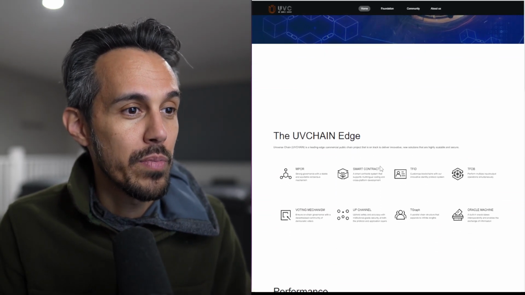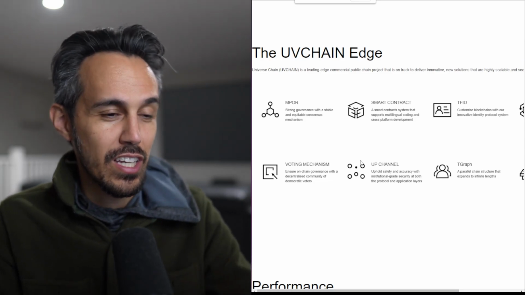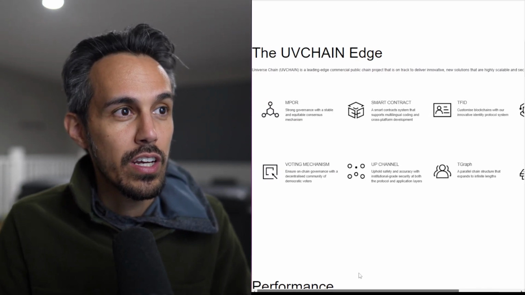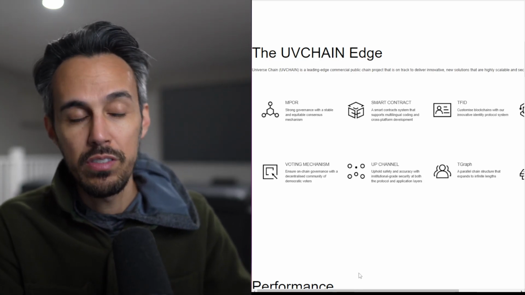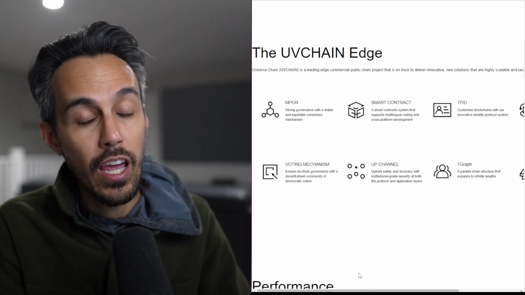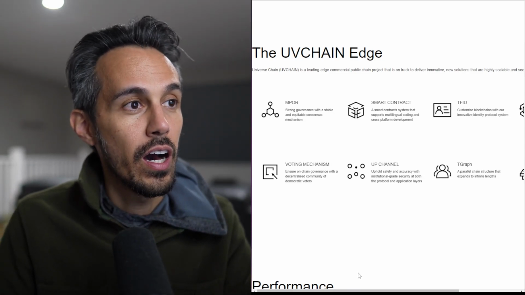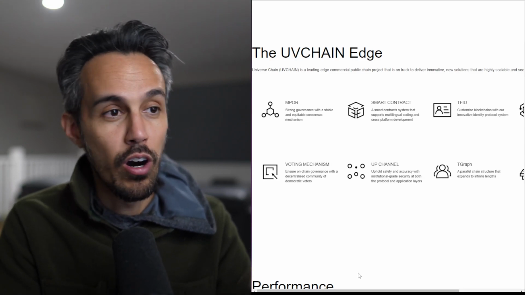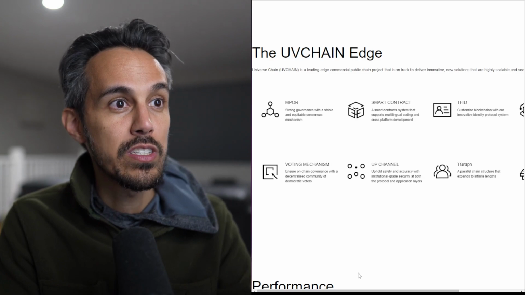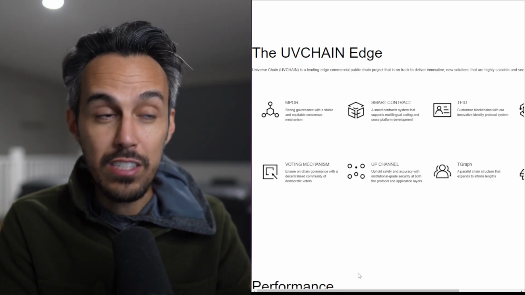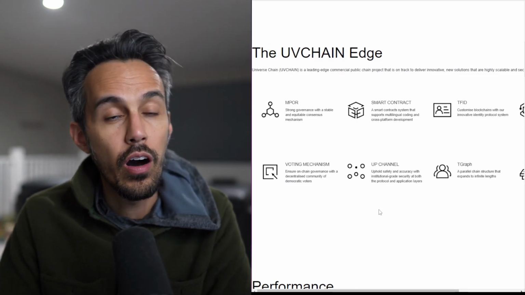So here we are. Like I said, if I make it big, it gets cut off, so I'll go through as much as I can, but if you want to pull this up on your own, it's just uvchain.io. Here are some things that I would call the features. They say this is the leading edge commercial public chain project that is on track to deliver innovative new solutions that are highly scalable.